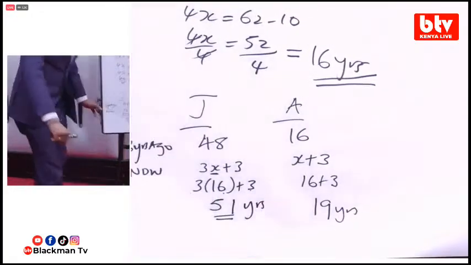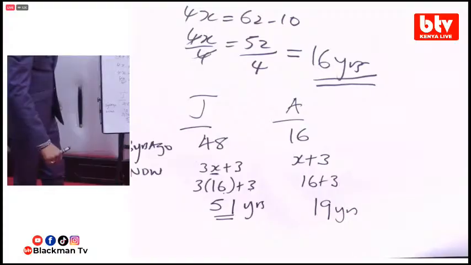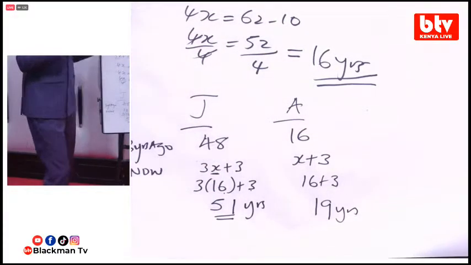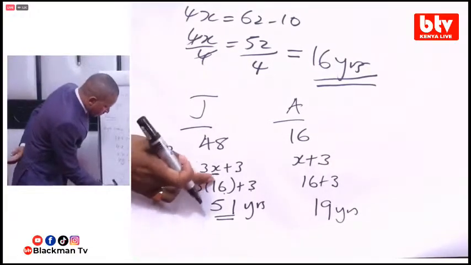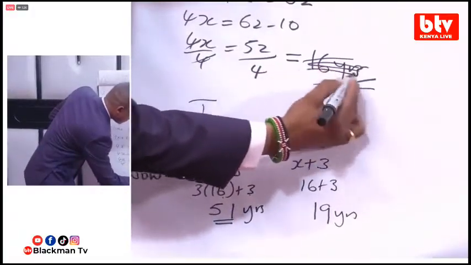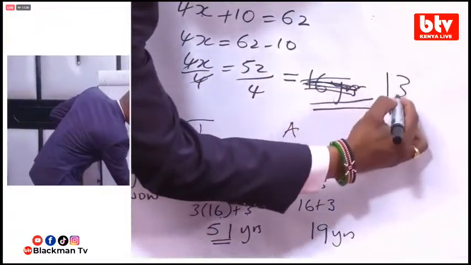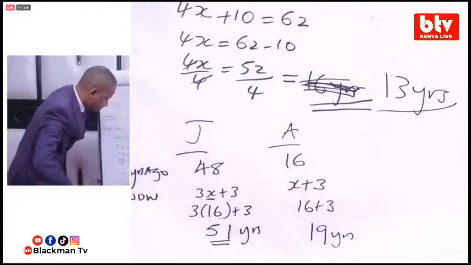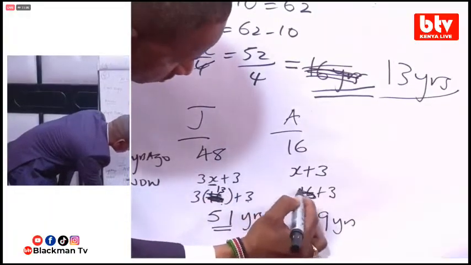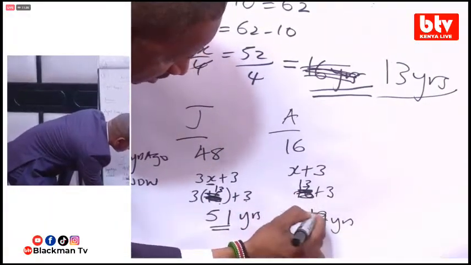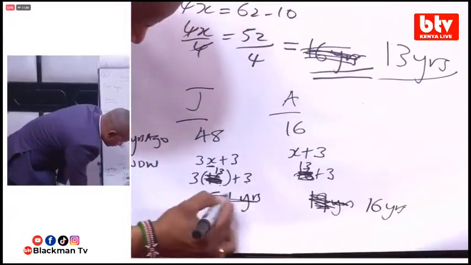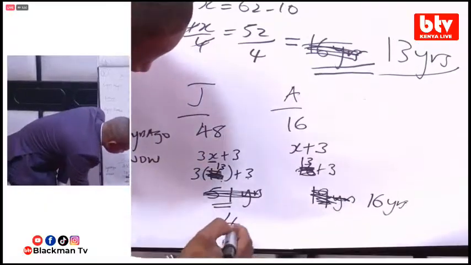So this is 13. X is 13, not 16. Class, be attentive and be very careful when you are solving this, because we have already gotten a very good answer here: it is 13, not 16. 13 years. So you replace here with 13, not 16. Here also 13. So this becomes 16 years. So this becomes 39 plus 3, this is 42 years.